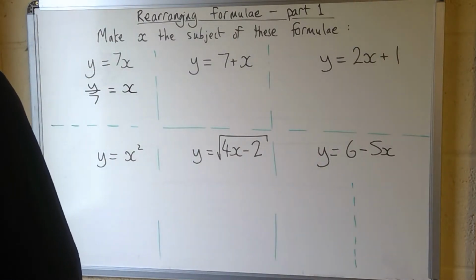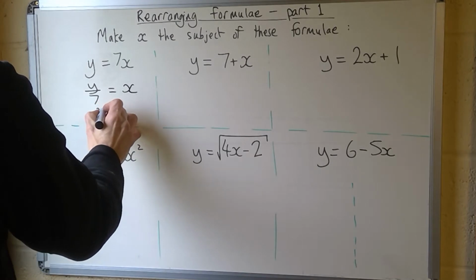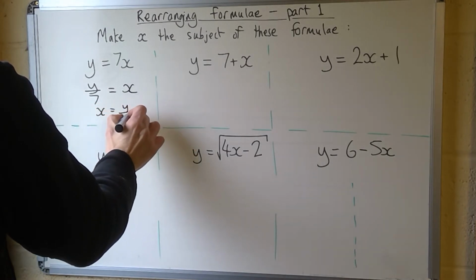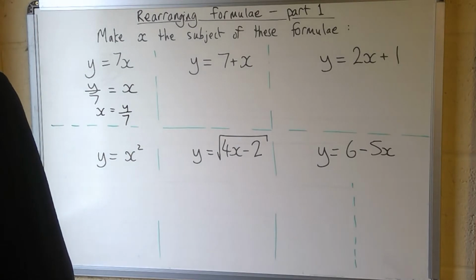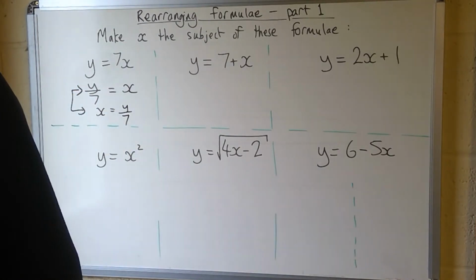So I get y over 7 equals x. Already, just one stage, I've made x the subject because I've got x on its own. Some people say x should always be on the left, but it doesn't actually matter. X can be on the left or the right. So they are exactly the same thing.